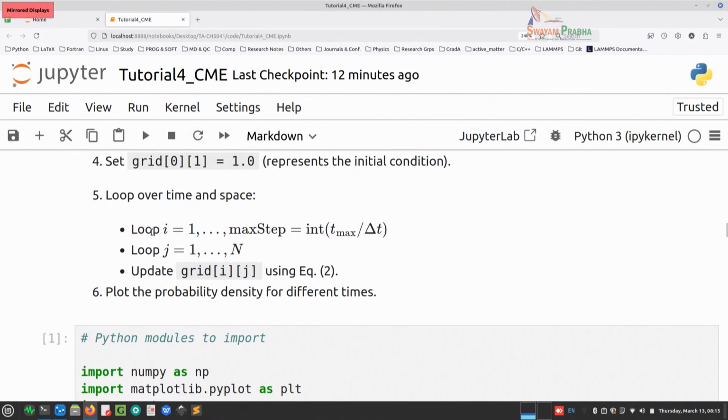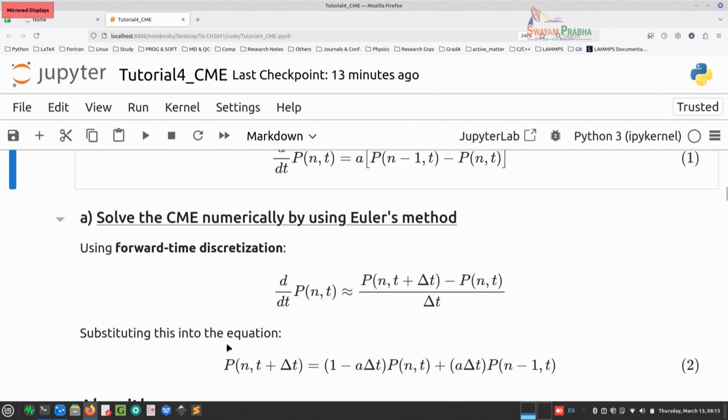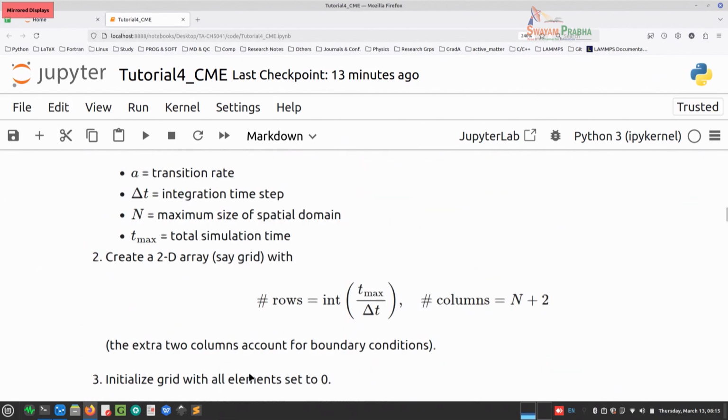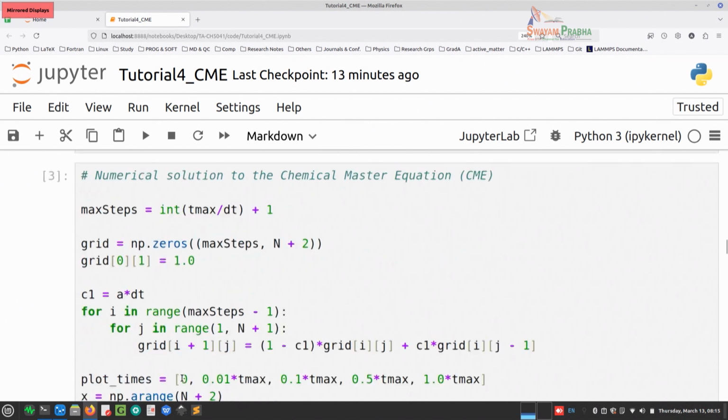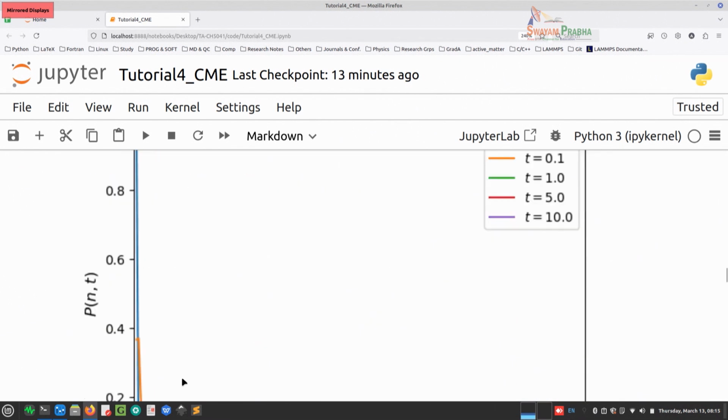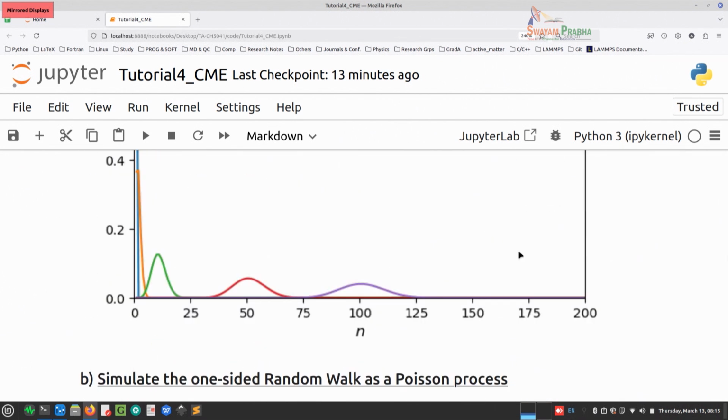Then you simply loop over time. At each time you go to each of the spatial locations, and you update this. When you come out of that, you would have created P of n comma t. At any given time you have all the probabilities at each of those locations. So I think Ashwin has put up a small Python code here, and if you solve it, this is what you will get.